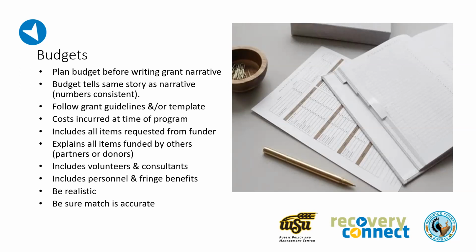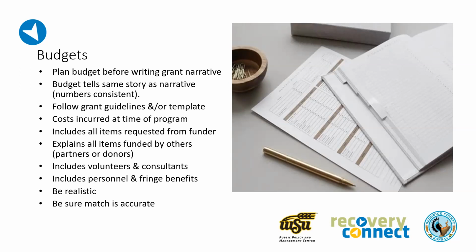if you need to. Costs are those costs that are incurred at the time of the program. So you cannot go back and put historical costs into your grant. It has to be costs that start at the point that the grant starts. So if the grant is set to start in December of 2022, you can't spend any money of the grant before that date. So all of the costs are incurred at the time of the program.